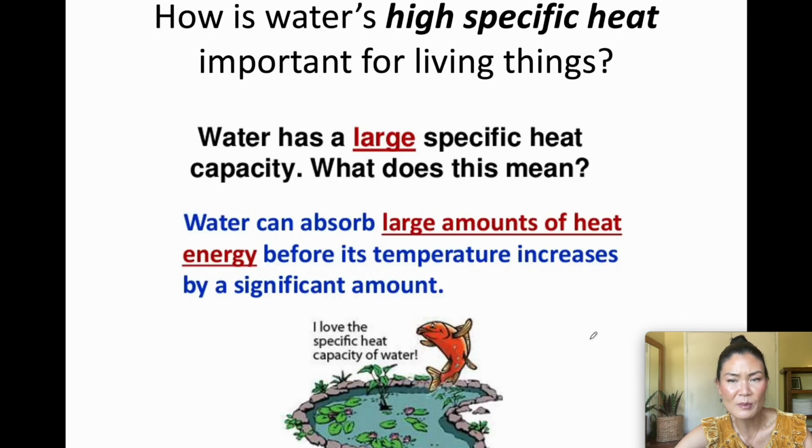So how is water's high specific heat important for living things? Well, if you were an organism living in an aquatic environment like this fish, you wouldn't want your environment to be changing temperature so easily and then eventually evaporate, right? Water can absorb a larger amount of heat energy before its temperature increases by a significant amount, and that's important for aquatic ecosystems and habitats.